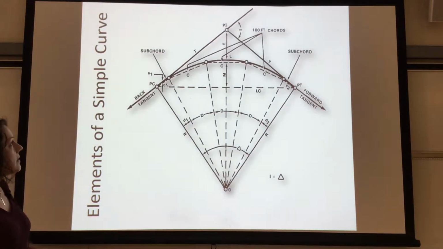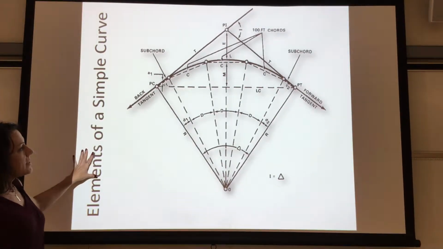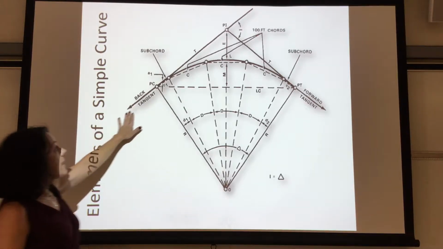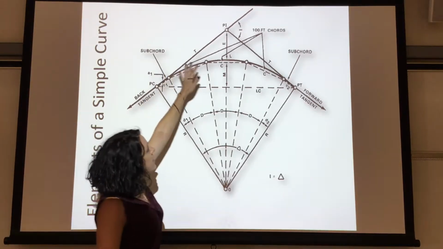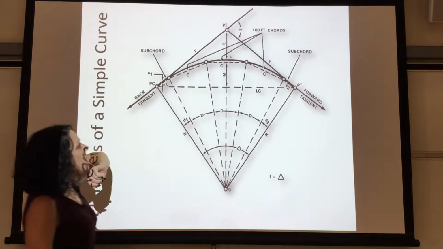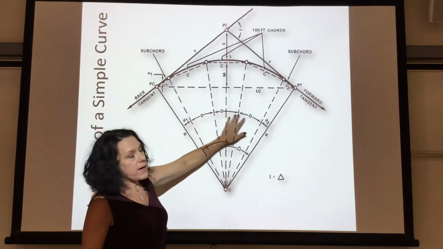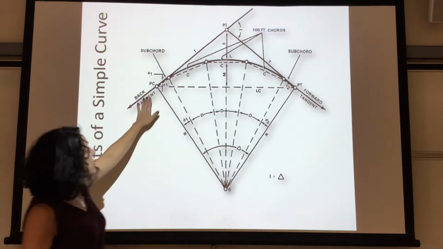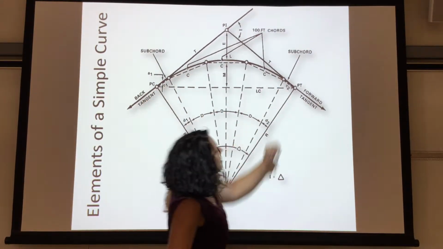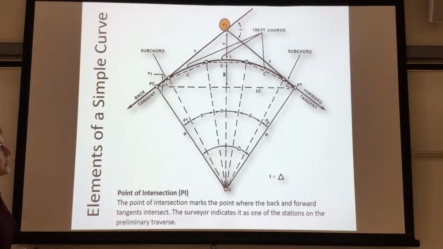So we're going to go over the elements of a simple curve. Some of the things you want to take notice of is the straight line coming in and a straight line coming out. I'll go through each one of these. We've already talked about the radius, the degree of curve, and the length of the curve, but we'll start breaking these down individually.